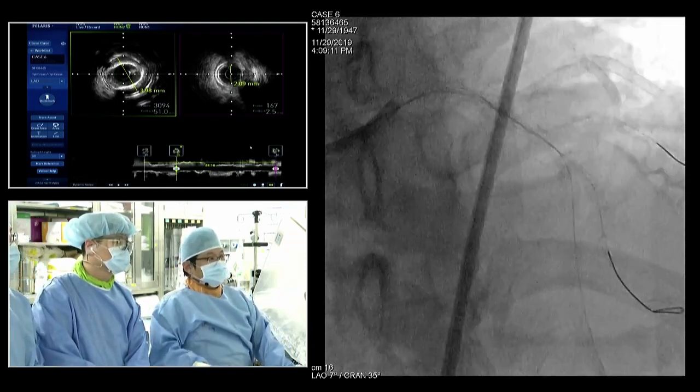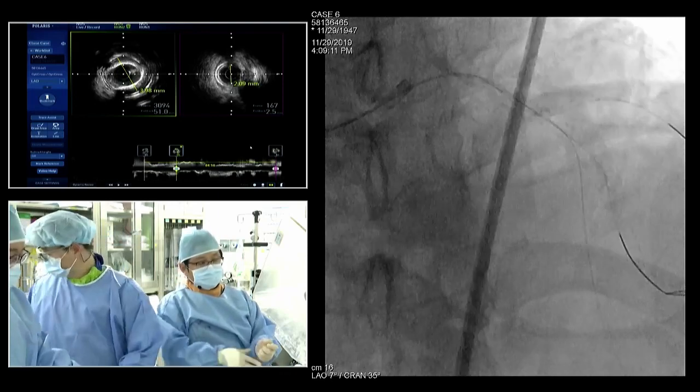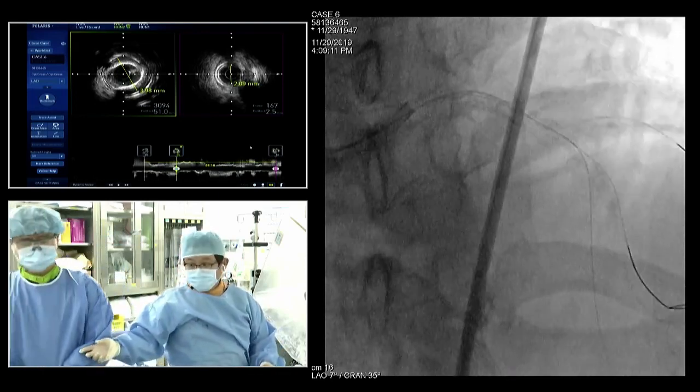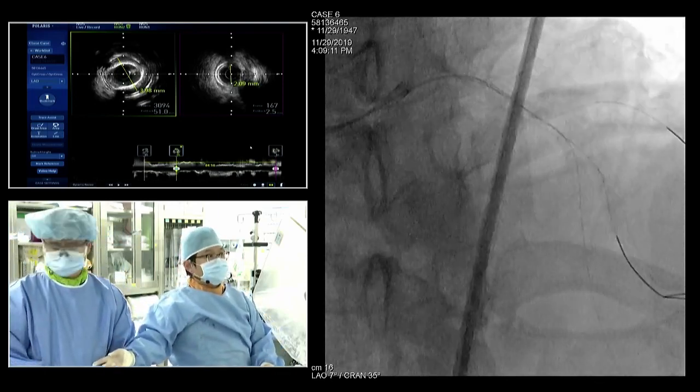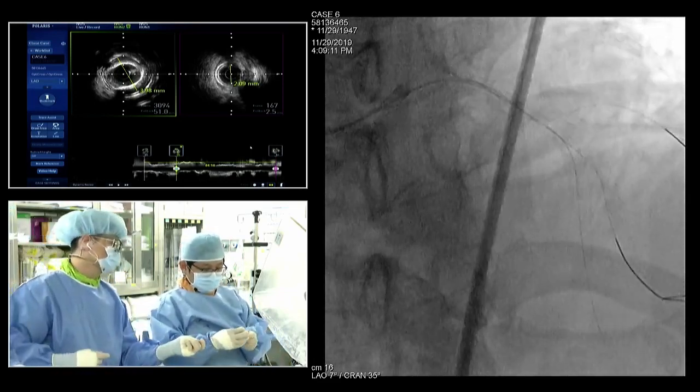I think it's okay. I think this is enough. Alright. Okay, do you want to see that? 2.5 balloon. High pressure balloon, used once. Interesting.